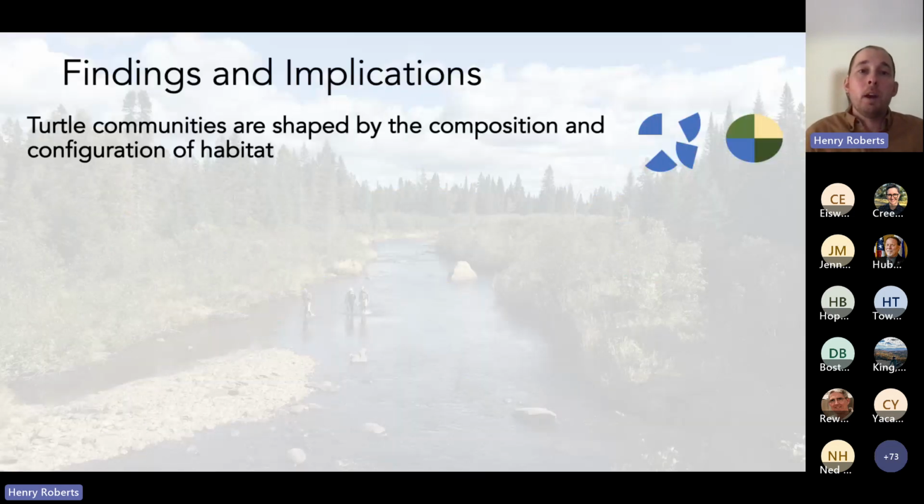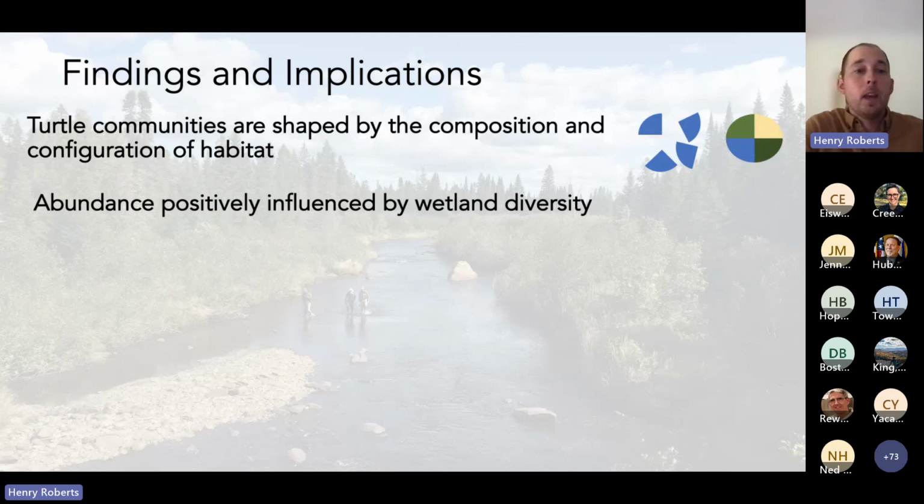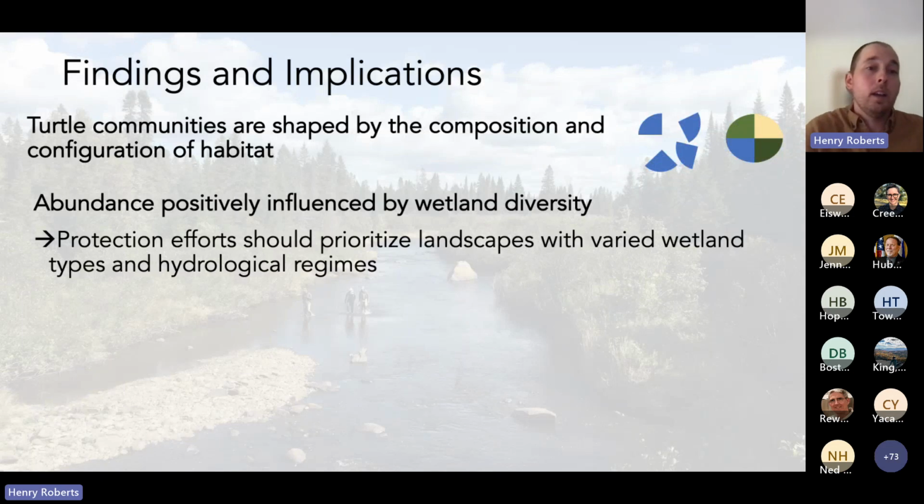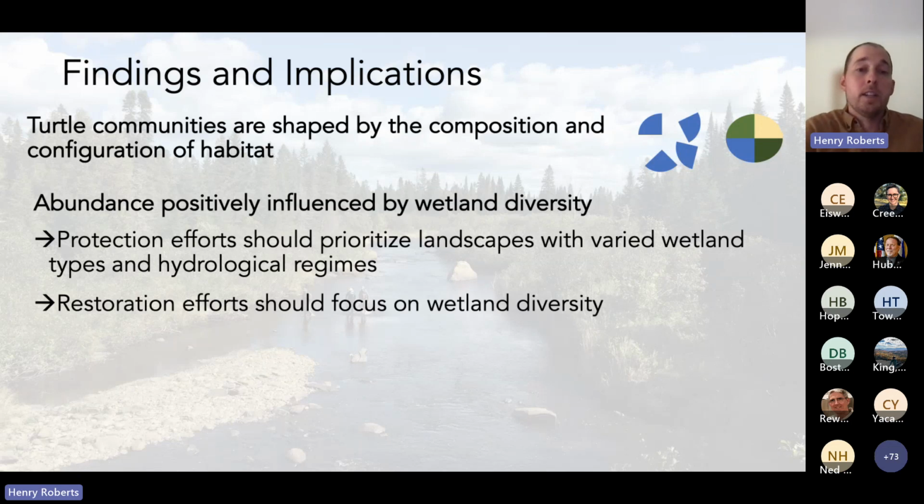So I'd like to move on to the broader findings and implications for this sub-project. In general, I think it really emphasizes that turtle communities are most likely very strongly shaped by the composition and configuration of habitat in the surrounding landscape. We saw that abundance was positively influenced by wetland diversity, and I think this really suggests that our protection efforts should focus on prioritizing wetlands with more varied wetland types, but also more varied hydrological regimes, because it promotes greater diversity of resources. It also suggests that restoration efforts should focus more on wetland diversity as well.